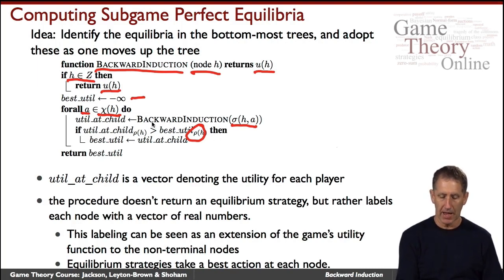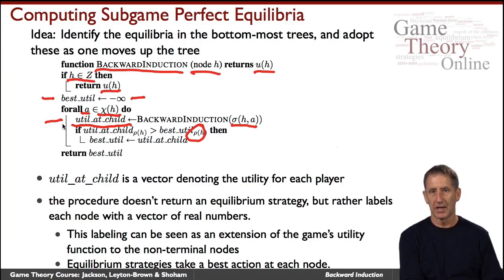And we'll recursively look at the vector associated with that child, and we will keep it in this variable called util at child. So we have two vectors, notice, best util and util at child. Best util is the best we found so far, best for a particular agent, and util at child is what we found at a particular child. We'll be going over all the children one at a time, and if ever the util at child is better for the agent than the best util so far, we'll update the best util. That's what's going on here.